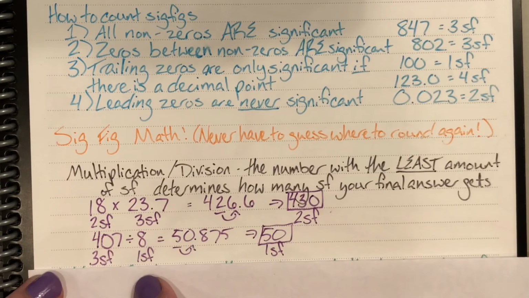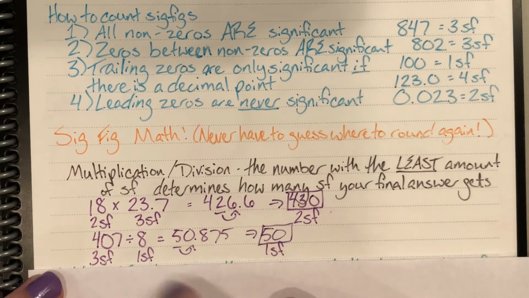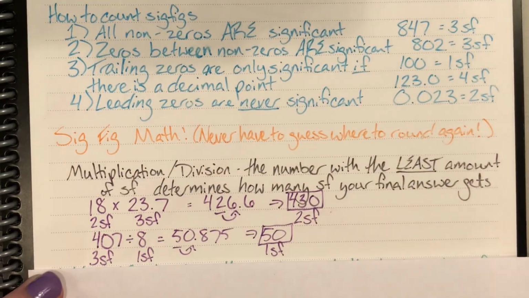And since 1 sig fig is my least number of sig figs, I'm going to round my answer to 1 sig fig. So I only get 1, I start at the left. That 5 is the last number that I care about. I just look over to see if I need to round the 5 up. 0 does not make me round the 5 up, so I maintain it to maintain value. 50.875 is approximately 50. And so my answer that I would be reporting would be 50.